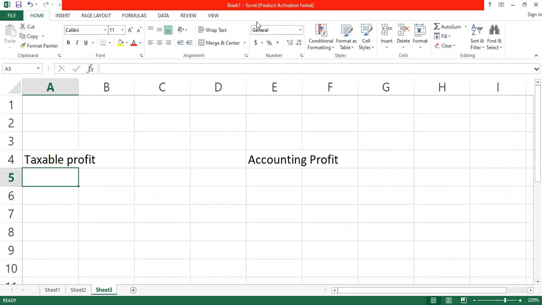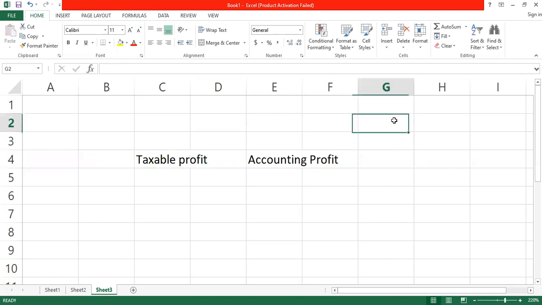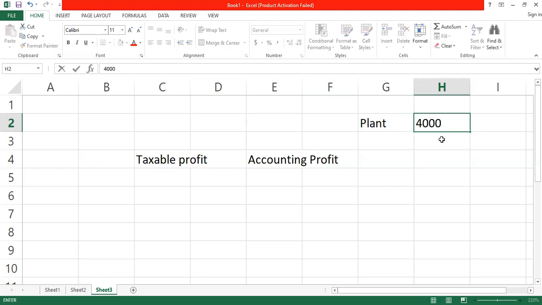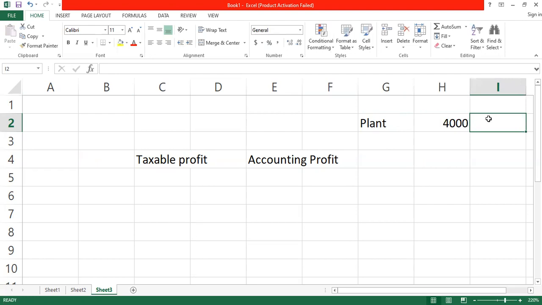But this is what normally happens. Assuming that the entity has plants which have a value of 4,000 and a remaining useful life of 2 years.